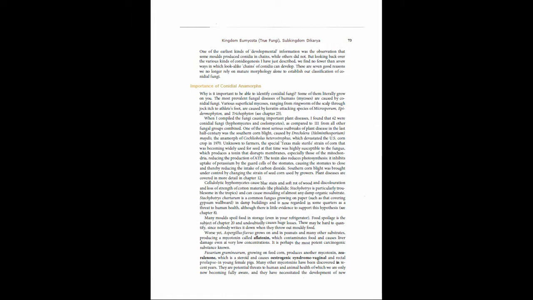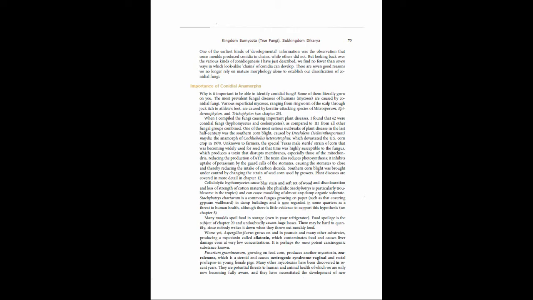Unknown to farmers, the special Texas male sterile strain of corn that was becoming widely used for seed at that time was highly susceptible to the fungus, which produces a toxin that disrupts membranes, especially those of the mitochondria, reducing the production of ATP. The toxin also reduces photosynthesis. It inhibits uptake of potassium by the guard cells of the stomates, causing the stomates to close and thereby reducing the intake of carbon dioxide. Southern corn blight was brought under control by changing the strain of seed corn used by growers. Plant diseases are covered in more detail in Chapter 12.